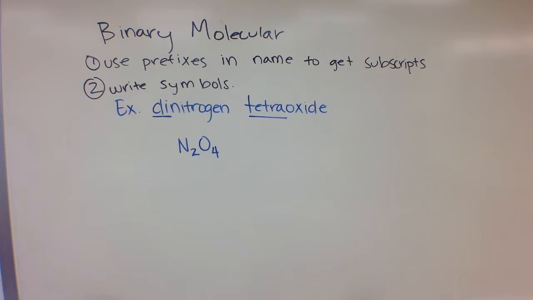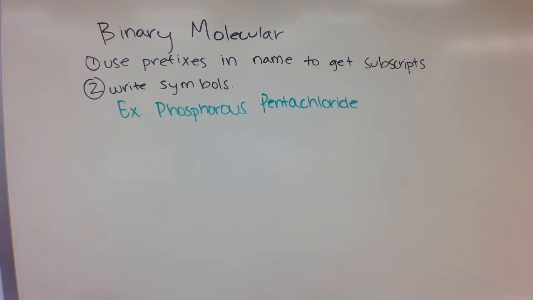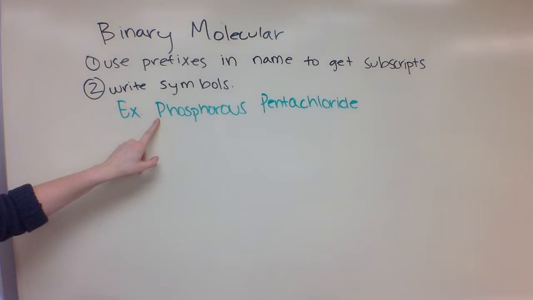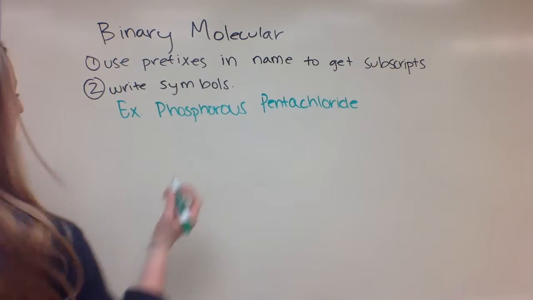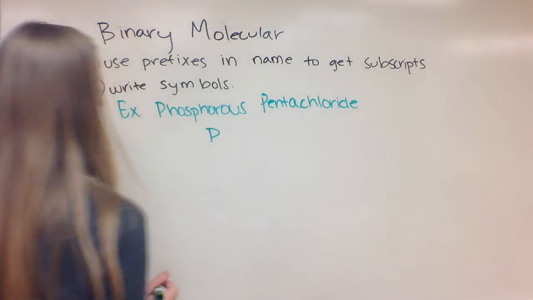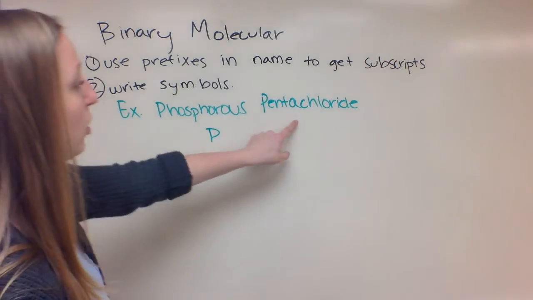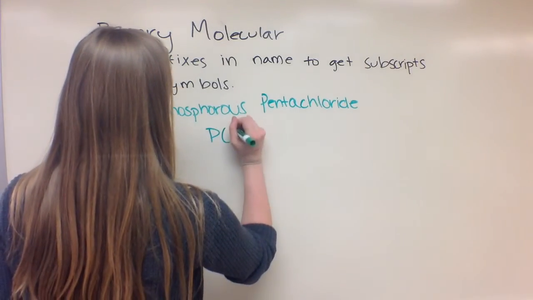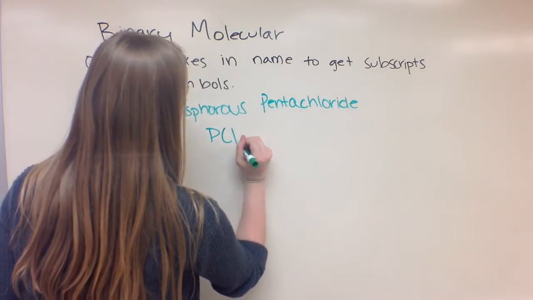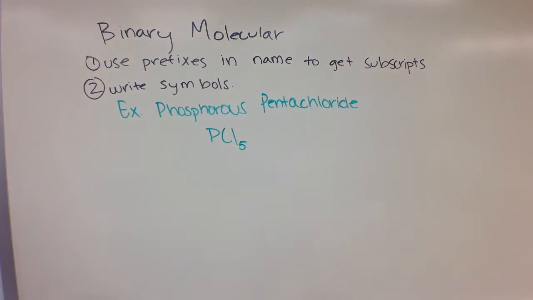So now our formula is N2O4. And now doing phosphorus pentachloride. Now, since there's no prefix in front of phosphorus, we just have 1. And the symbol for phosphorus is just P, so it's just 1 P. And now pentachloride meaning 5 chloride, and the symbol for chloride is Cl. Penta meaning 5, Cl, 5. So now our formula for phosphorus pentachloride is PCl5.